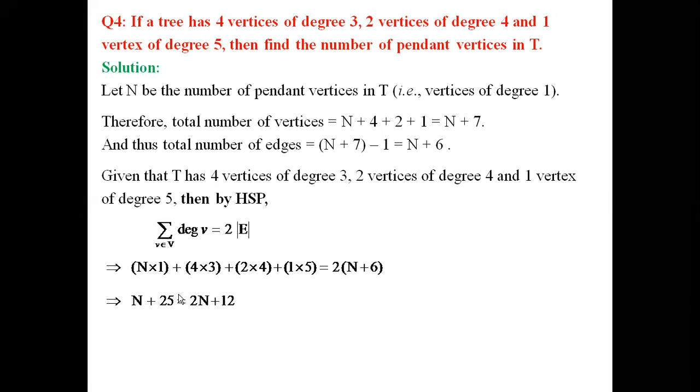Let us simplify this and obtain the value of n. The left hand side on simplification will be n plus 25. Simplifying the right hand side, we obtain 2n plus 12. So this gives us the result n equal to 13. And we have denoted n as the number of pendant vertices in tree T, and that is the required answer for us to find the number of pendant vertices, or the leaves, in the tree. So we obtained n equal to 13, meaning there are 13 pendant vertices in the given tree.